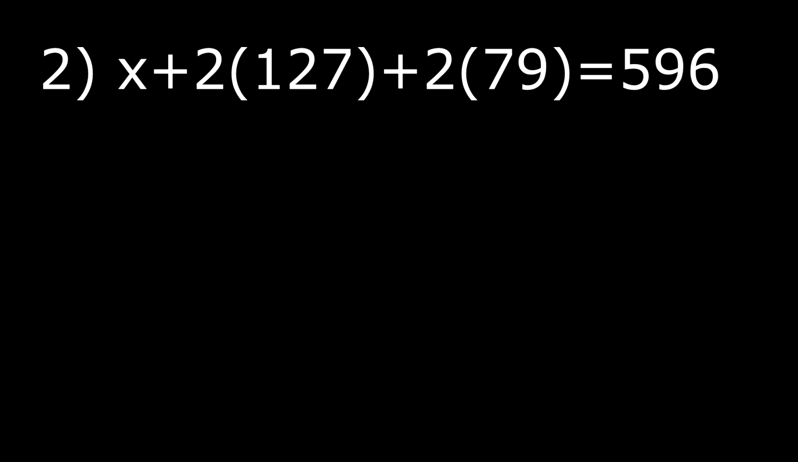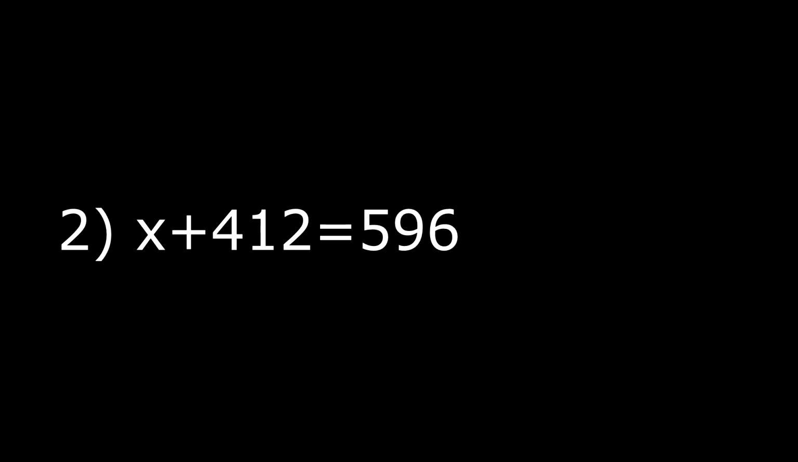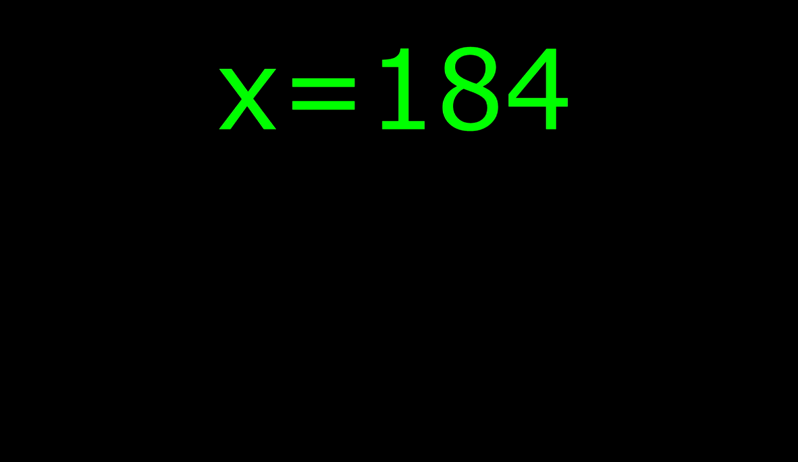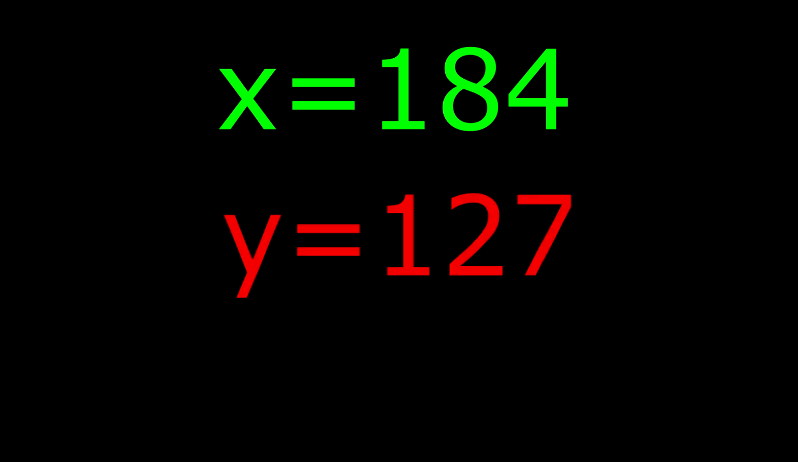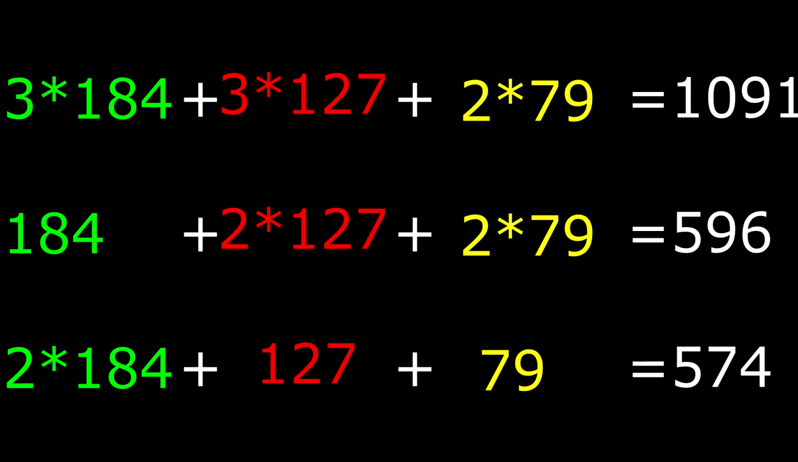Then you rewrite equation 2 substituting both the y and z variables. Then sum the total for y and z and remove this value from both sides of the equation and work out that x equals 184. X equals 184, y equals 127, z equals 79. Then substitute these numbers into equations 1, 2, and 3 to see if your maths is correct. If your numbers add up correctly, congratulations, you can now do 3 by 3 simultaneous equations.